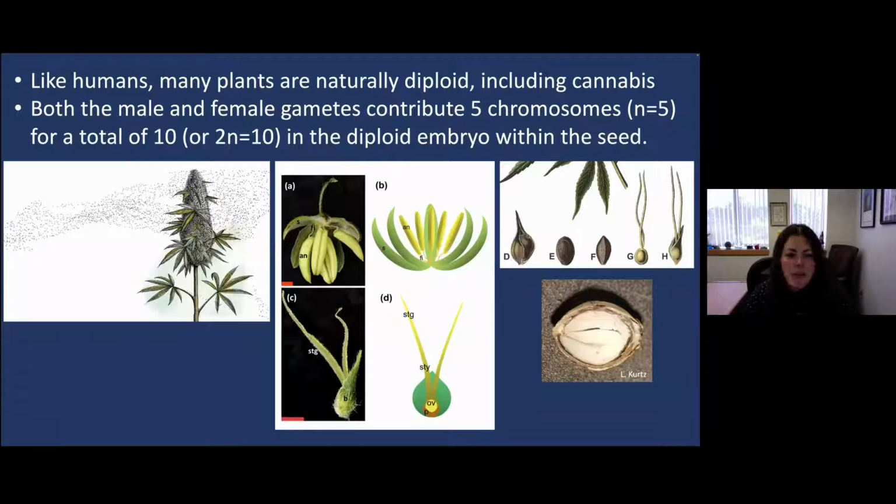The pictures here show that when pollen reaches the female flower, that's pollination. Then when the egg and sperm unite, that's fertilization. It results in a viable seed when everything goes well and according to plan, and the parents are compatible.